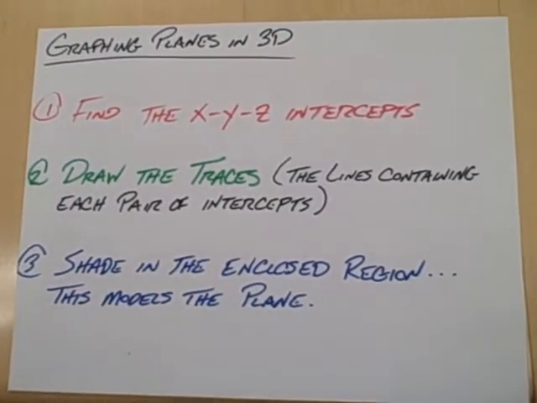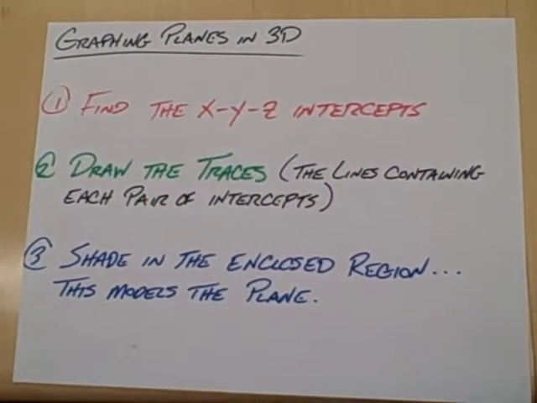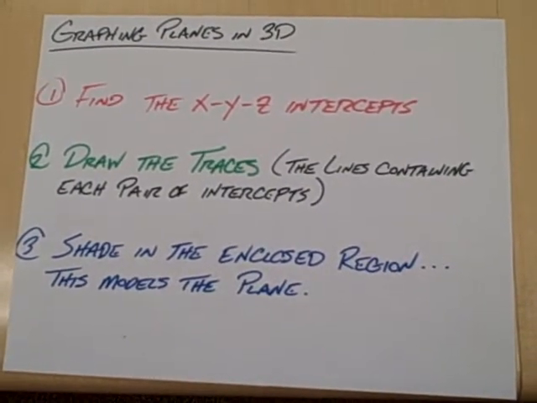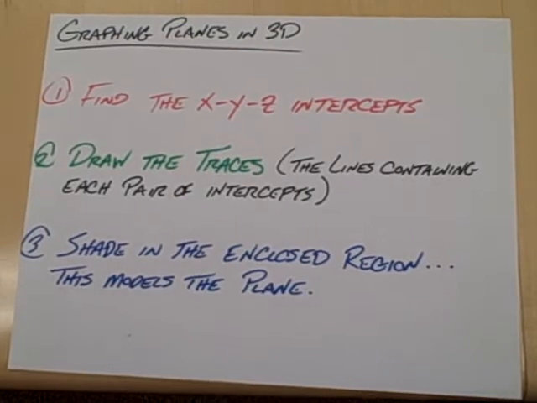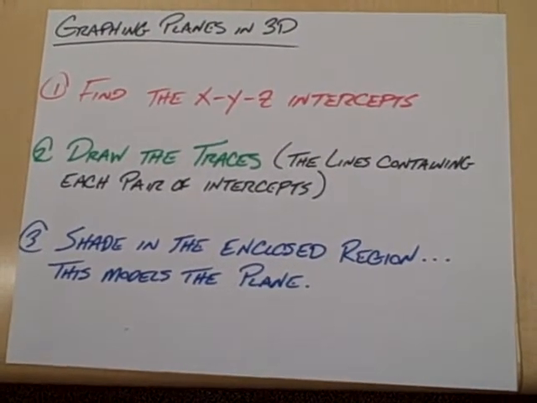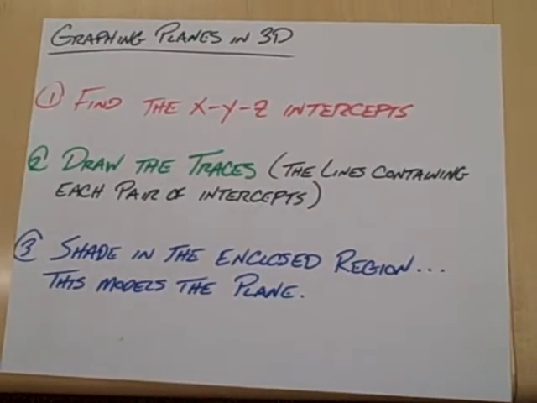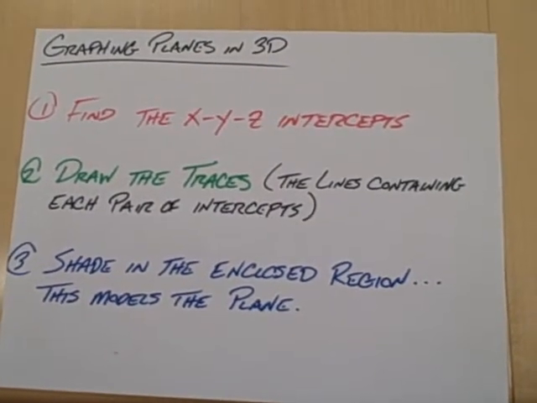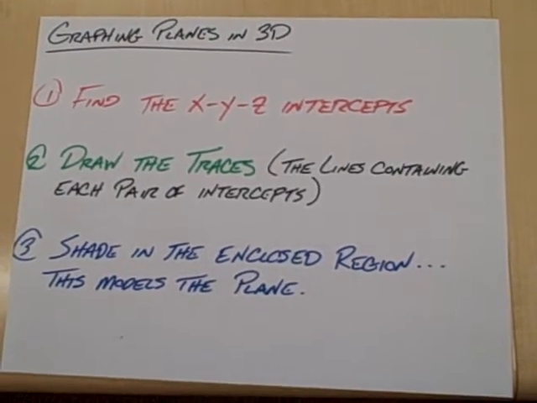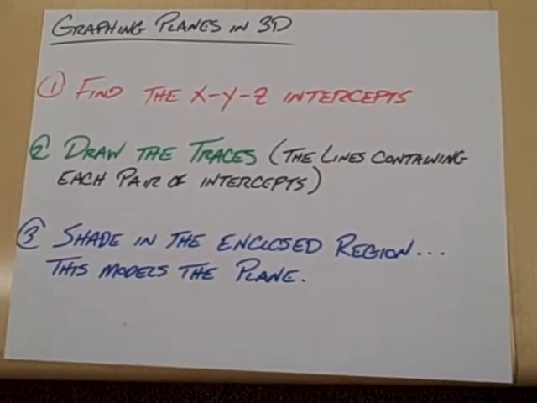Okay? Now that we know how to find the x, y, and z intercepts, we can graph planes in 3D. Planes are just like a giant sheet of paper that extends off in all directions forever. So the first step is to find the x, y, and z intercepts. You have to find all 3. And then you have to draw the traces, which are just the lines that contain each pair of these intercepts. And then finally, shade in the enclosed region. This is going to model the plane.